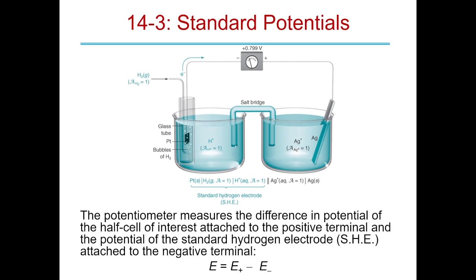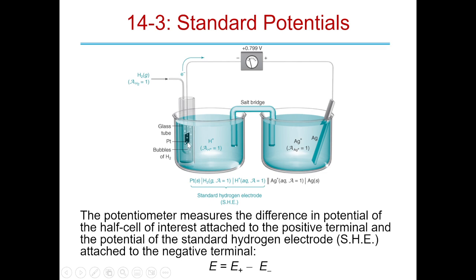All right, so a potentiometer is going to measure the difference in potential of the half cell of interest that you attach to the positive terminal and the potential of the standard hydrogen electrode, which is nicknamed SHE, S-H-E, standard hydrogen electrode, that you've attached to the negative terminal. And that's right here, by the way. See that?